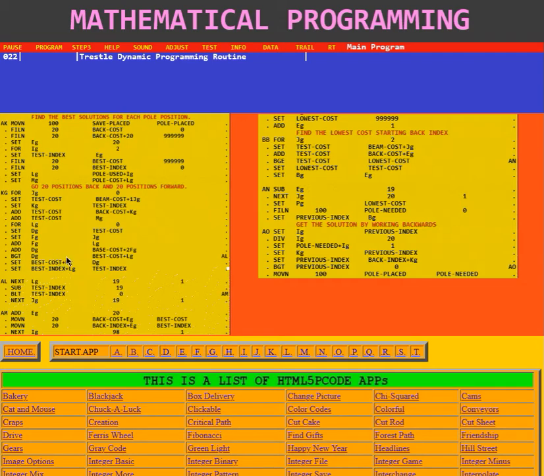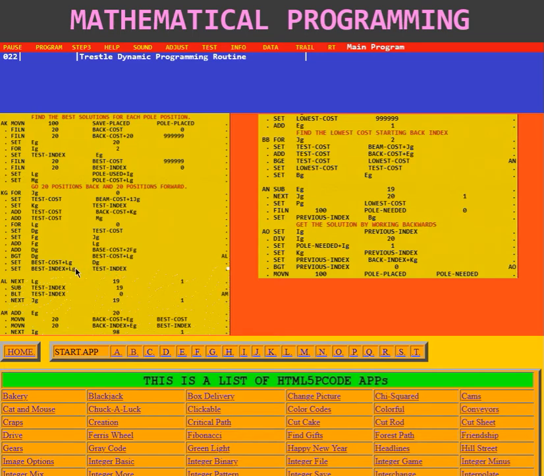Then it says, is DG greater than the cost I already know for doing this? If it's greater than, it goes to AL and ignores it. But if it's less than, and in this case even equal to, it sets the best cost for LG at the DG value. Remember, that's the cost of being able to do what it's asking for. And then, because this is dynamic programming, it needs to remember the test index where it found this.